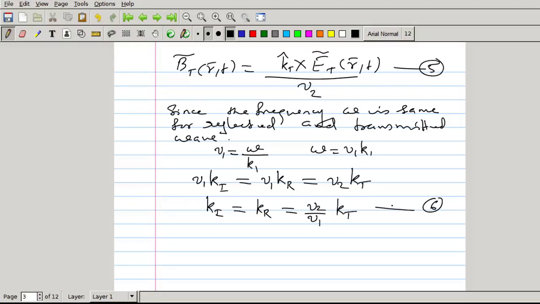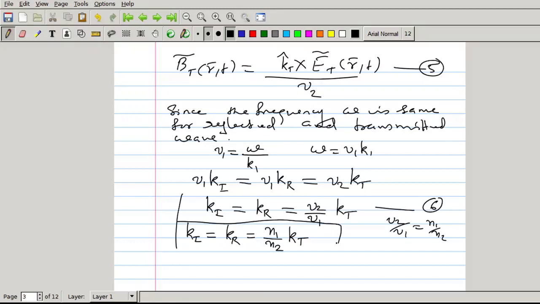So we can write k_i equal to k_r equal to v2 by v1 k_t, or v2 by v1 we can write as n1 by n2, so k_i equal to k_r equal to n1 by n2 k_t. Both ways this equation we can represent. This is equation 6.